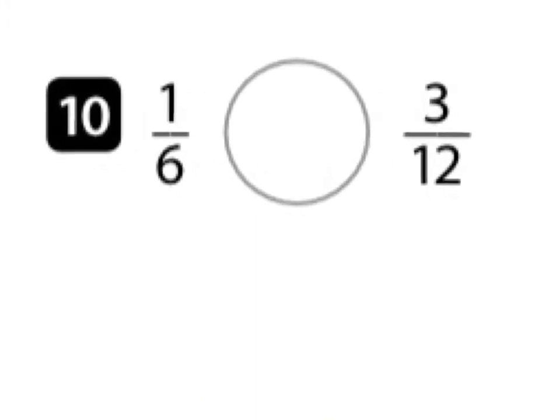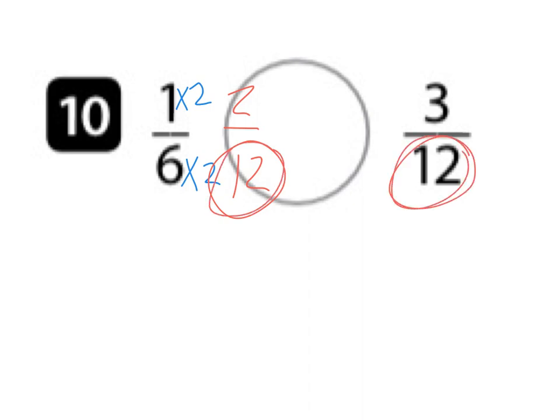I'm going to get a common denominator here, and my common denominator would be 12. In order to get 6 to 12, you'd multiply by 2. Whatever you do to your denominator, you must do to your numerator, and my new fraction would be 2/12. Now, whenever your denominators are the same, you look at your numerators, and whichever numerator is larger, that is your larger fraction. So 1/6 is less than 3/12.